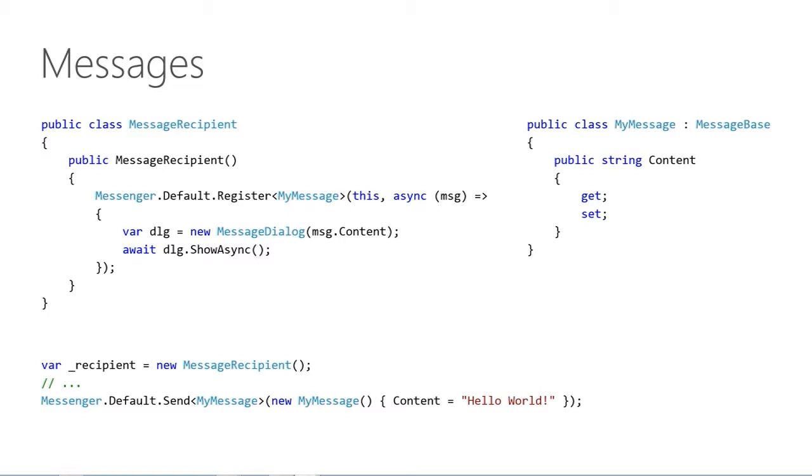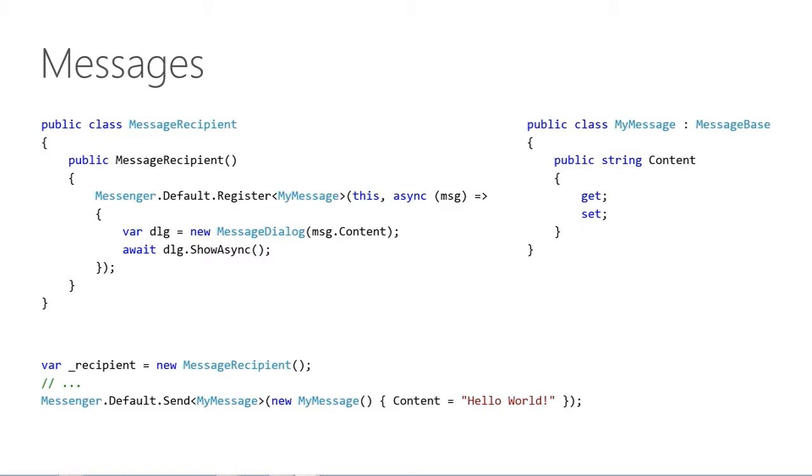In this case, what I'm doing is taking the content from the message and putting it into a message dialog and showing that on screen. So it's essentially a roundabout way of doing my hello world. If you see up above in the message recipient class, I've registered for a message. Down below, you see where perhaps in some other part of my code, I'm actually sending that message.